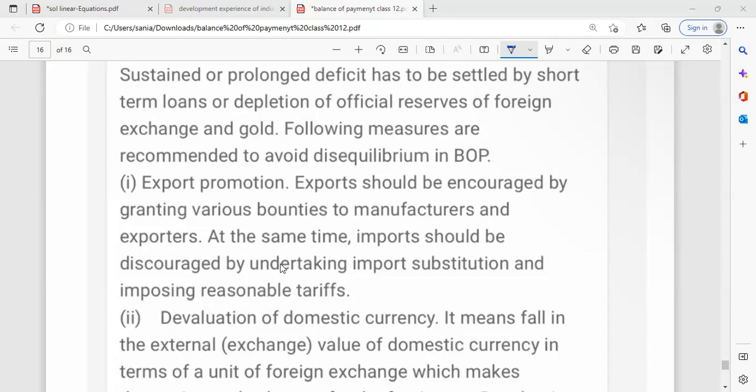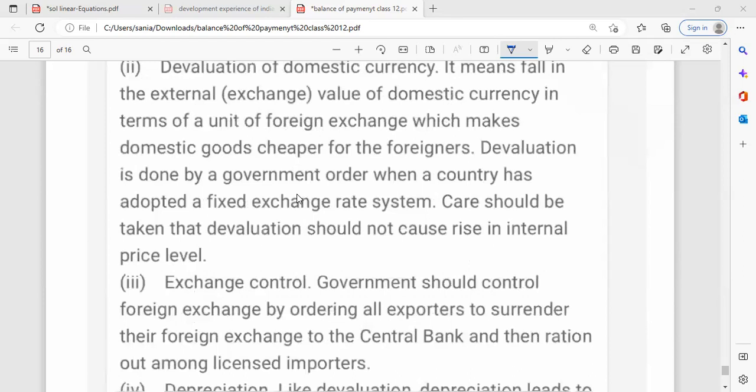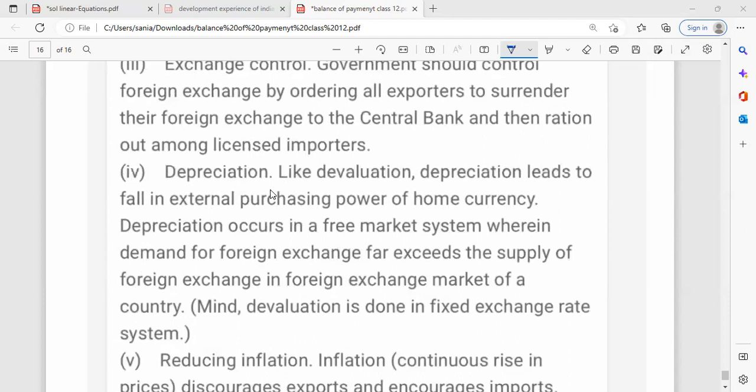Then exchange control. The government should control the foreign exchange among licensed importers. Over here, the control should be with the government because the government knows when to increase the price and when to decrease the price, right? Then next is depreciation. Depreciation means you will devalue the currency, right? And when you devalue, what will happen? Countries will be attracted towards you, and they will be coming to you and purchasing things from you.